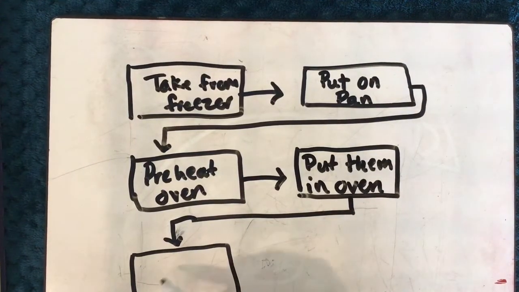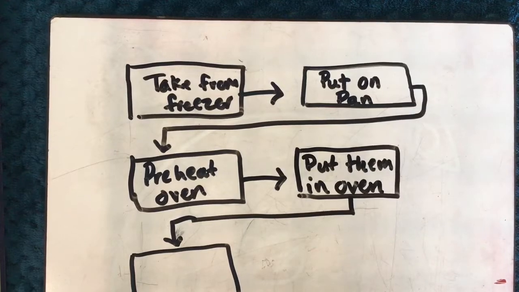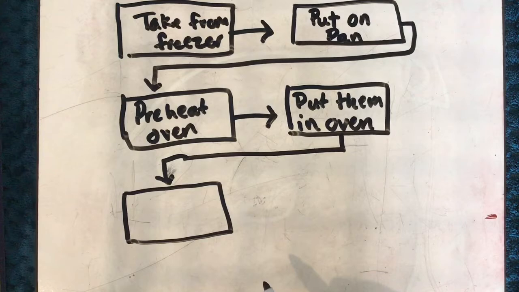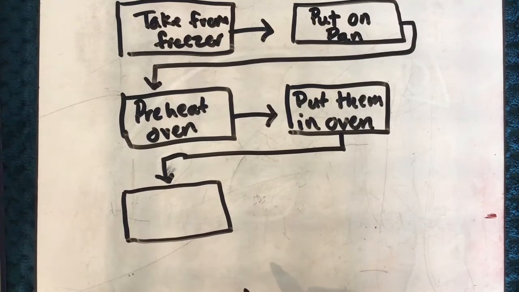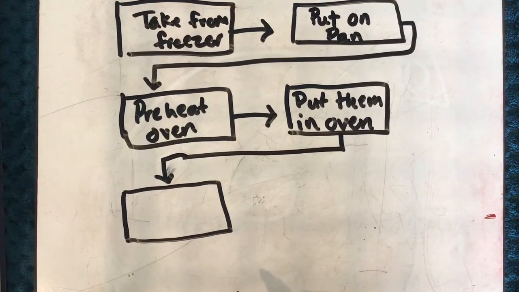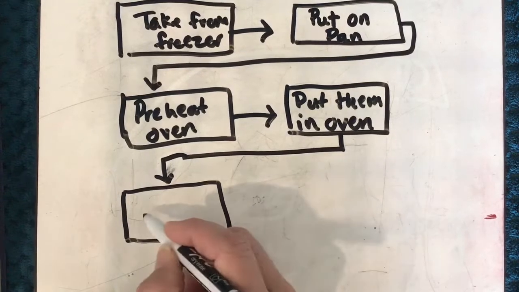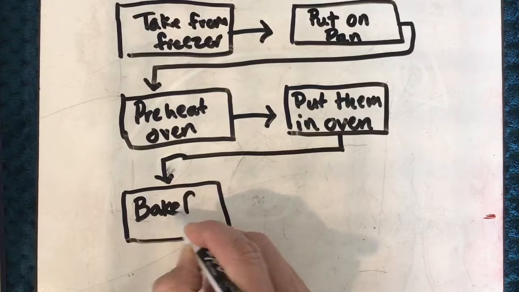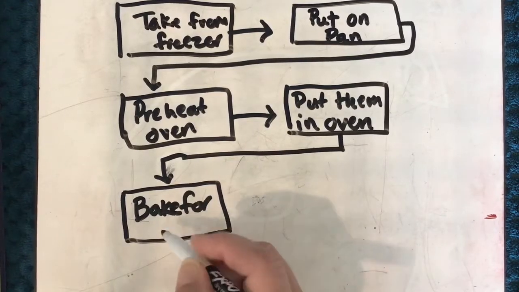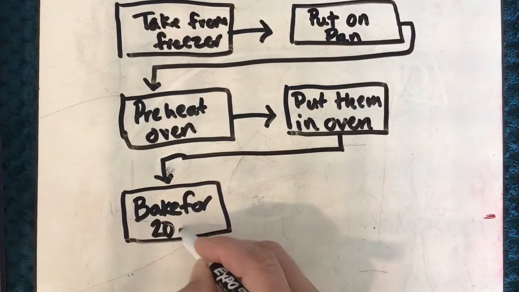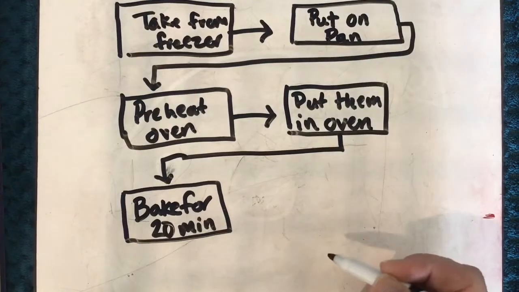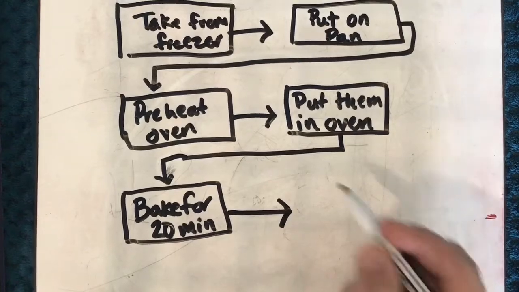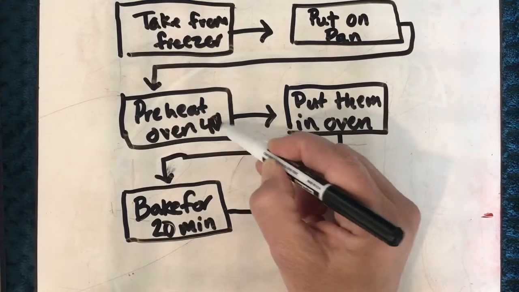How long am I going to cook them? How long do you think I would need to cook chicken nuggets? A minute? 20 minutes? 5 minutes? 6 hours? What do you think? Okay, so maybe I could say bake with an E. For mine, I'm going to say 20 minutes, I think is right. Okay, 20 minutes for my chicken nuggets. And I'm going to say 400 degrees.